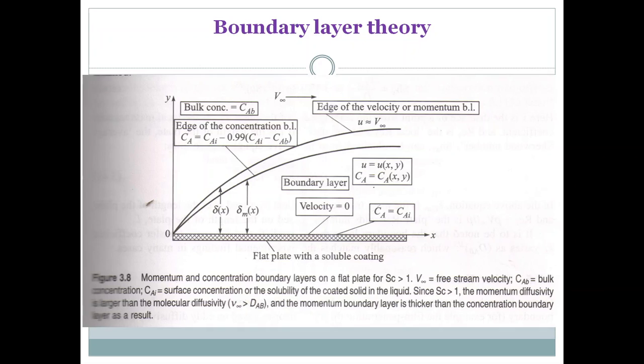Now, the fourth thing is the boundary layer. So, what is the boundary layer theory? Let's take a flat plate with a soluble coating, and fluid is flowing over this flat plate. If fluid is flowing, then there will be a hydrodynamic boundary layer, that is delta X.